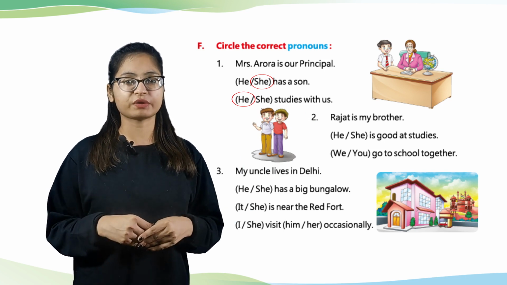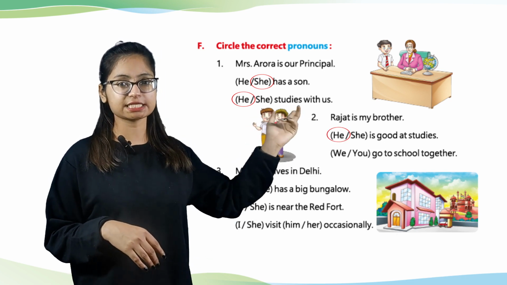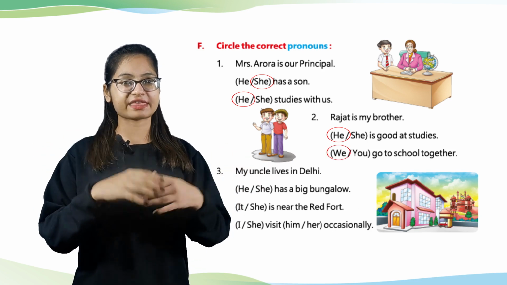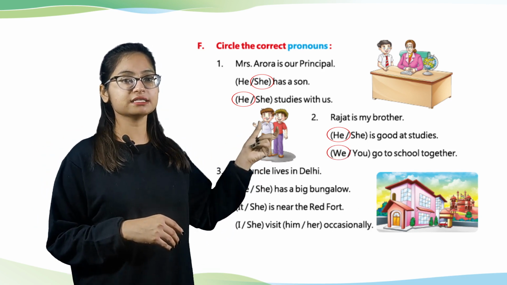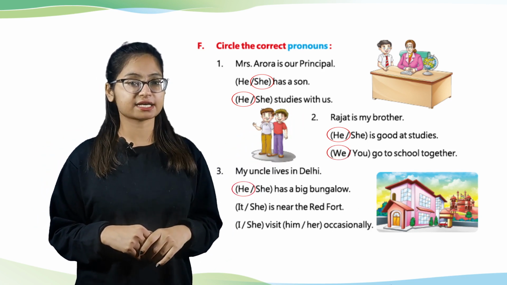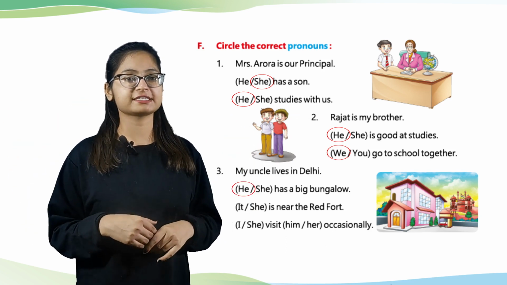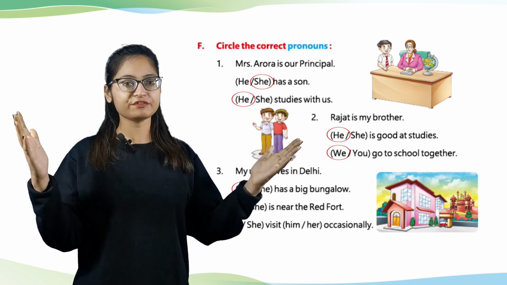Rajat is my brother. He is good at studies. We go to school together. Next, my uncle lives in Delhi. He has a big bungalow. Next, it is near Red Fort.